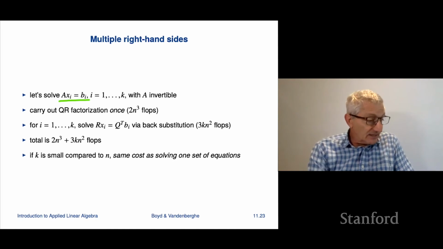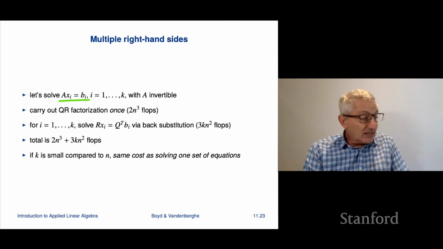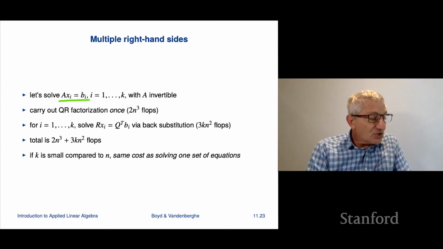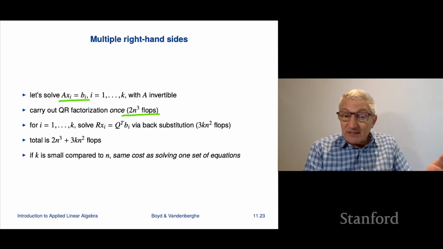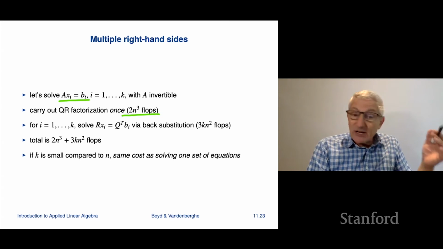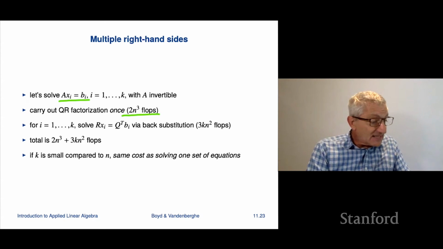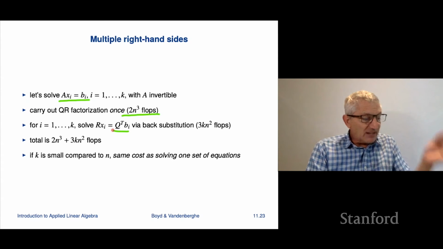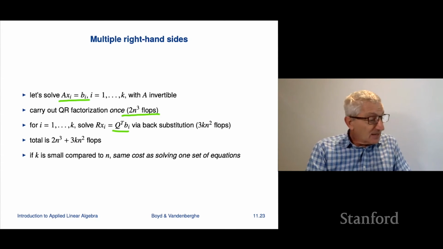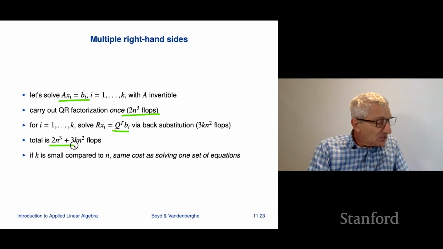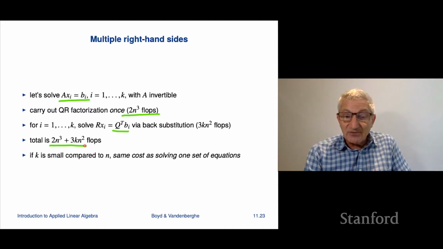And so what we do is we're going to be smart, and we're going to carry out the QR factorization just once, okay? And then the only thing we're going to repeat, for each right-hand side, is the back substitution and multiplication by Q transpose, right? That's n squared flops. And so the total is 2n cubed plus 3k n squared flops.